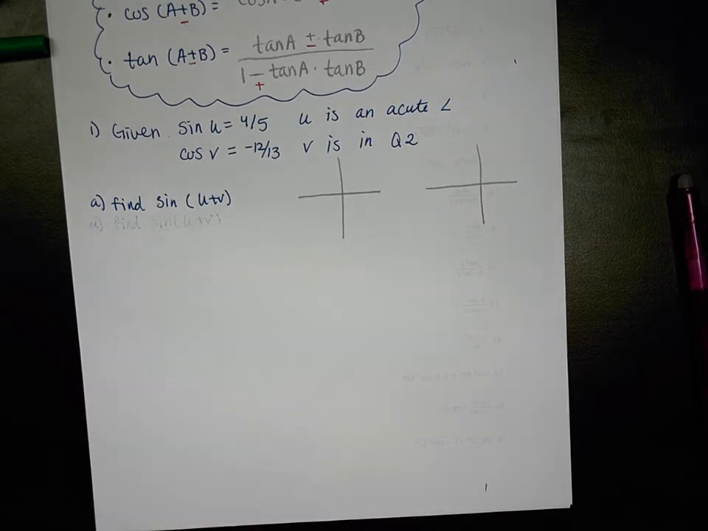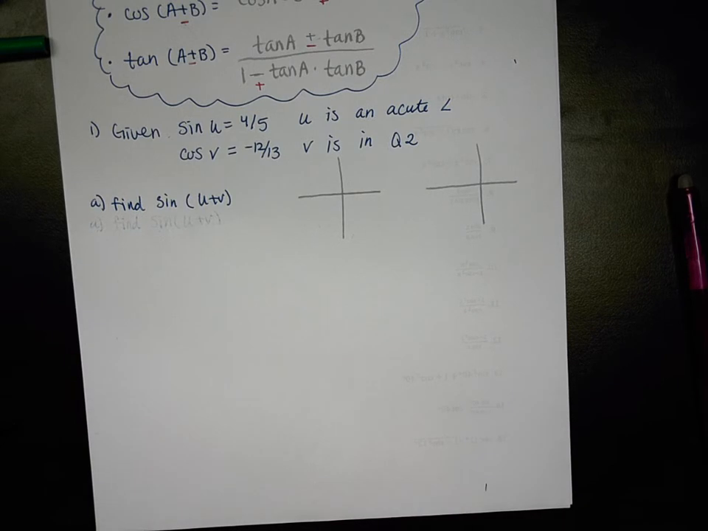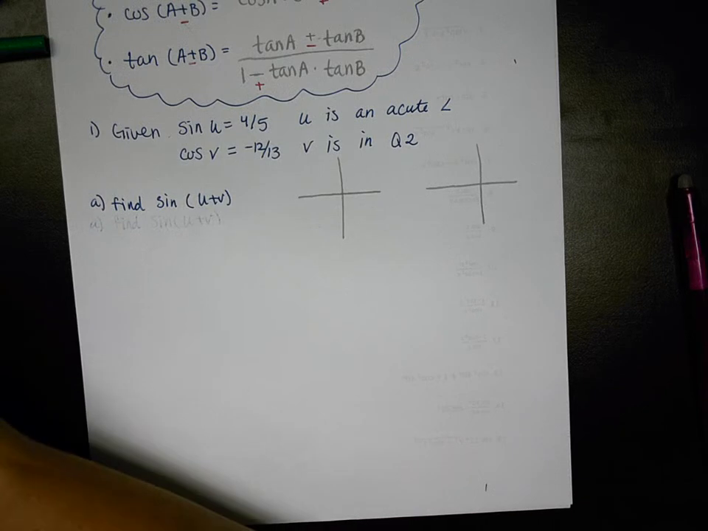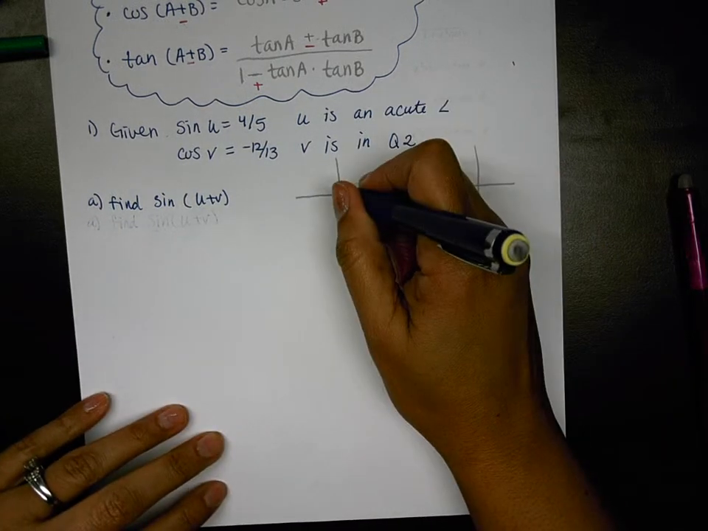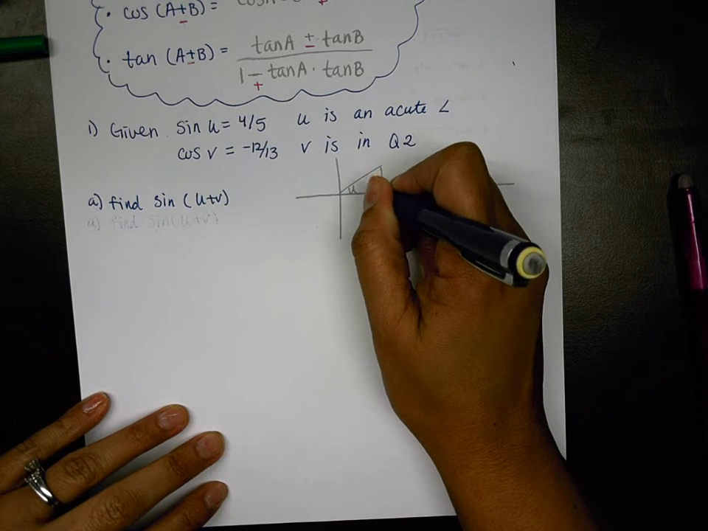What does it mean to be an acute angle? Yes. It's less than 90 degrees. What does that mean in this particular case on where I would draw it? Do you guys agree it's less than 90? Okay. Where would I draw that? In quadrant 1, 2, 3, or 4? Do you guys agree that's quadrant 1? It has to be. That's the only quadrant where the angles are less than 90. So I'm going to draw it here. This is going to be u.